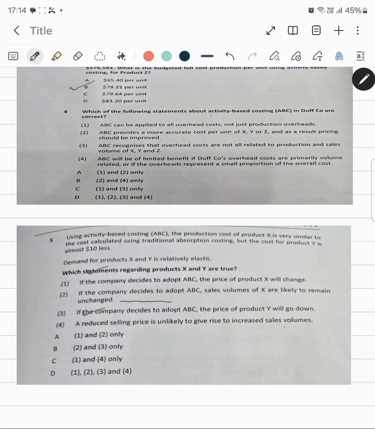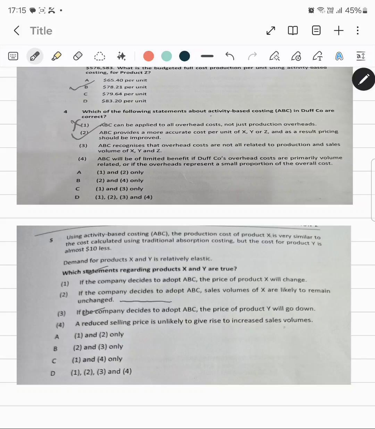ABC can be applied to all overheads, not just the production overheads. I think no, it cannot be applied to the prime cost. When I talk about prime cost, we have two kinds of cost, the direct labor and the direct material. So they cannot be done, and there are some fixed production overheads as well. So when you talk about all overheads, they can be fixed overheads as well, and this ABC costing does not apply to them. So in case of this, first is definitely not the answer. Second, I would say yes.